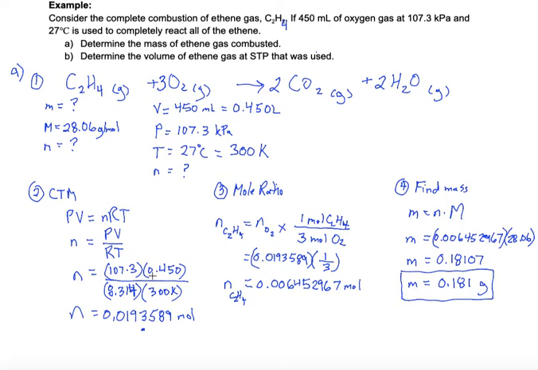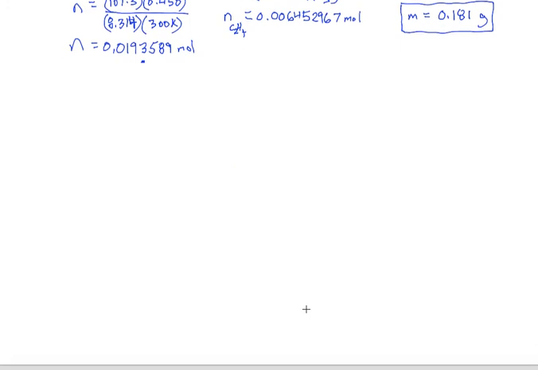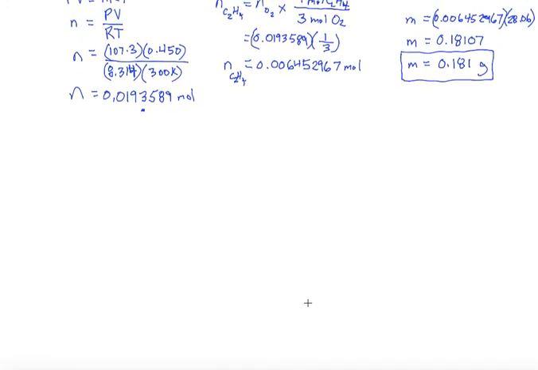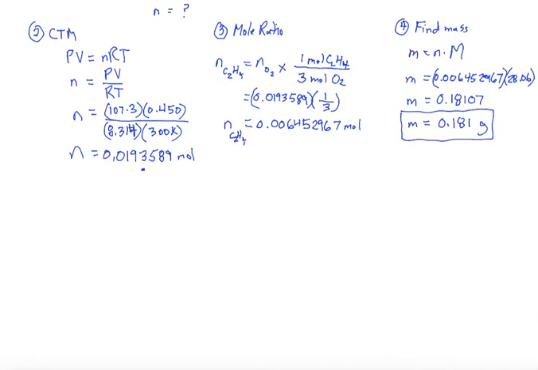Now, to take a look at the second part of the problem, part B asks us to determine the volume of ethene gas at STP that was used. So essentially all we need to do now is take these moles of ethene and convert from moles of ethene into a volume at STP. So I'm just going to move this up a bit. So it's still the same reaction.